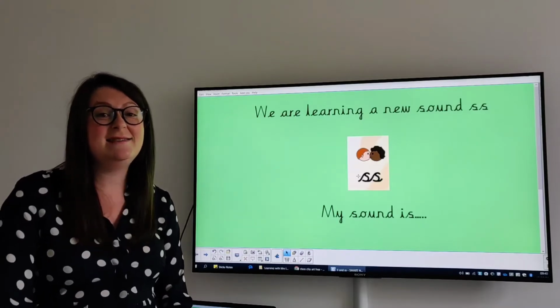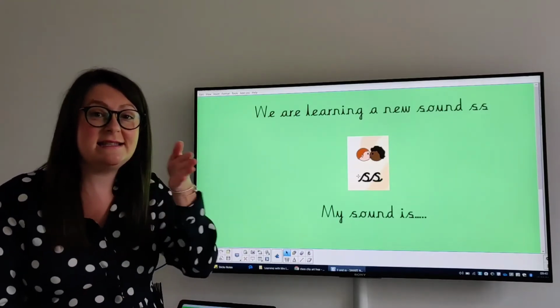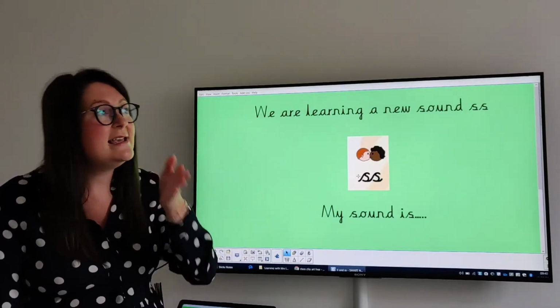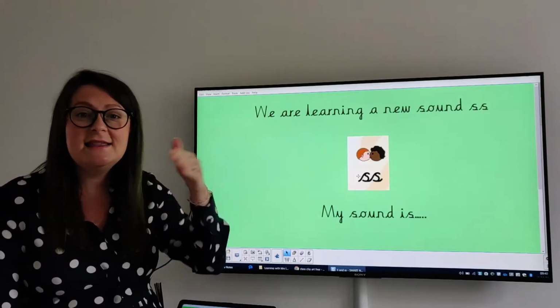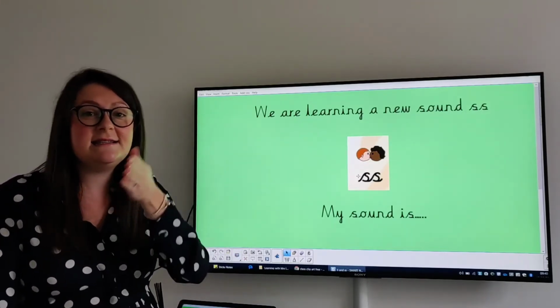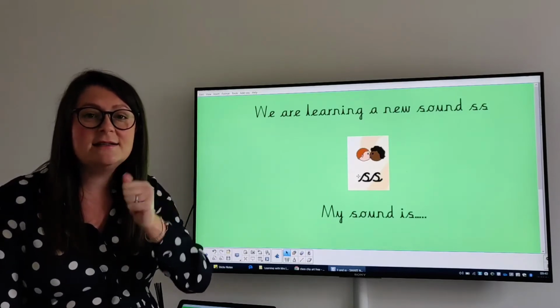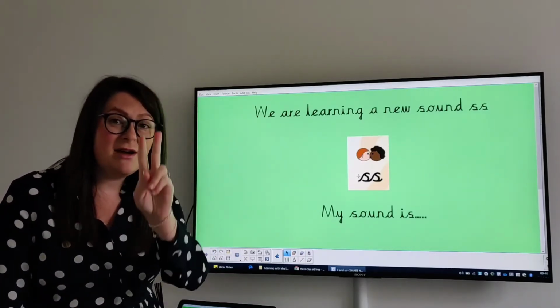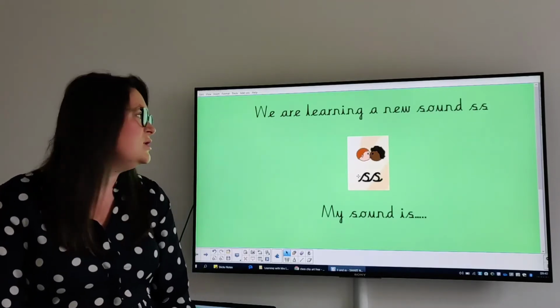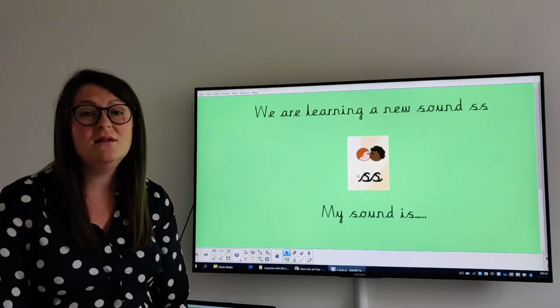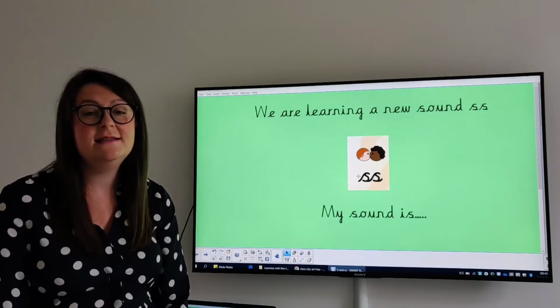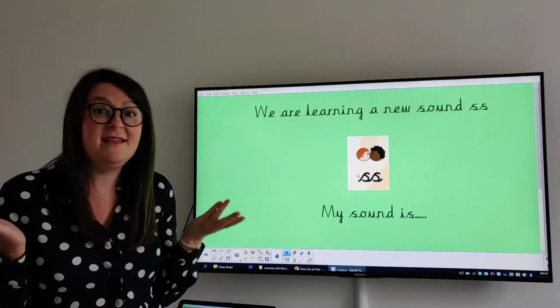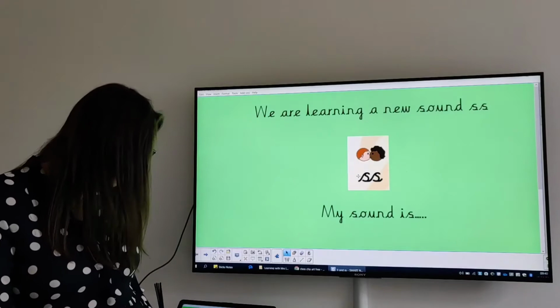The letter S makes the sound S, because we sing, the snake is in the grass. The snake is in the grass. So, just like some sounds we've been learning recently, if there are two letter S's, it just means we say the sound for longer. So we go S instead of S. That's all it is. Simple.